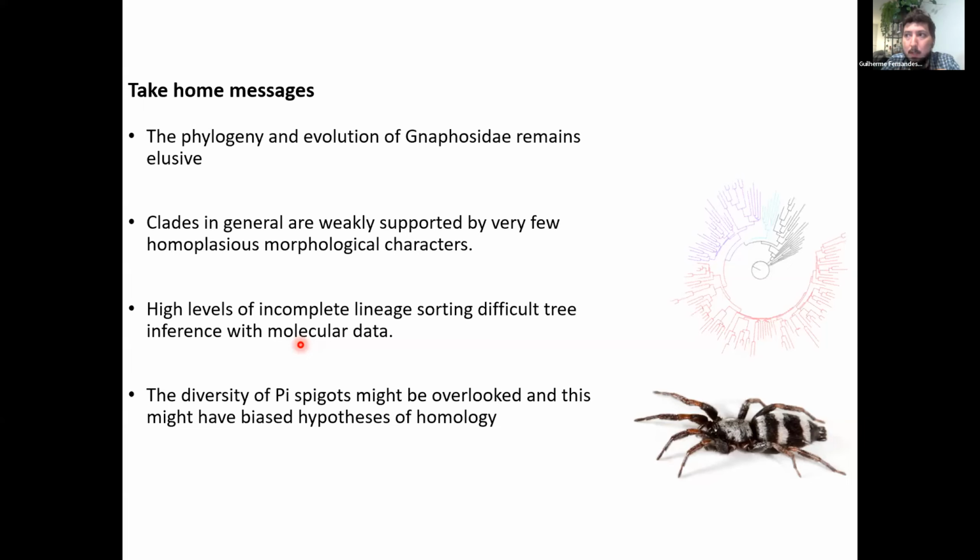And it's also interesting that this result tells us that we should look again at the piriform spigot morphology and development to understand it better, because their diversity might be overlooked. You need to look at it in detail, and how they use it would also be very important for us to better understand the homology of those characters.